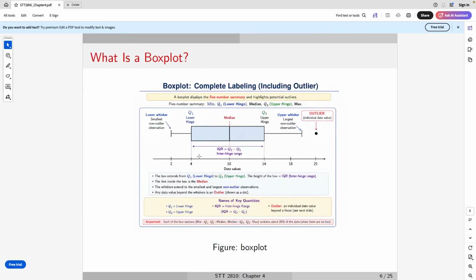Now we want to look at the box plot. This is how the box plot looks.